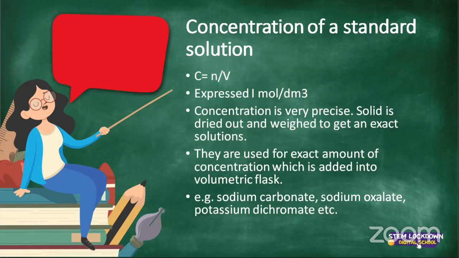Okay. Concentration is very precise. The solid is dried out and weighed to get an exact solution. So basically, when we talk about a standard solution, we talk about a solution where the amount of substance that is calculated is exact. It's exact amounts that are weighed in order to get a certain amount of solution. They are used for an exact concentration, which is added into a volumetric flask. Examples we can include are sodium carbonate, sodium oxalate, and potassium dichromate.